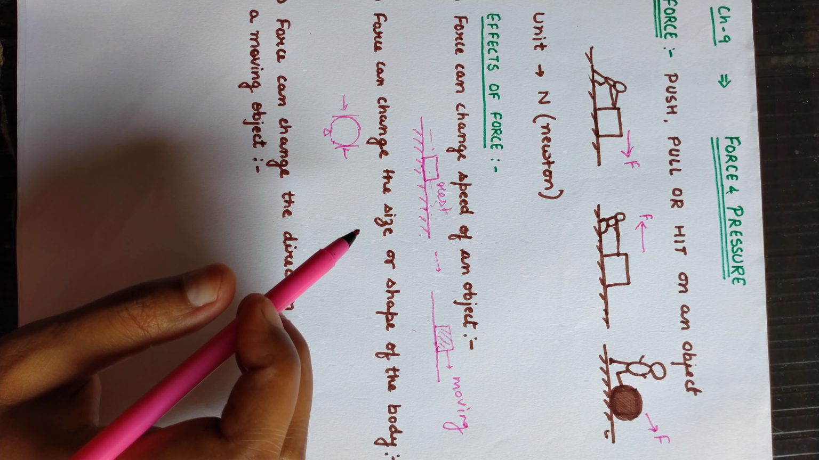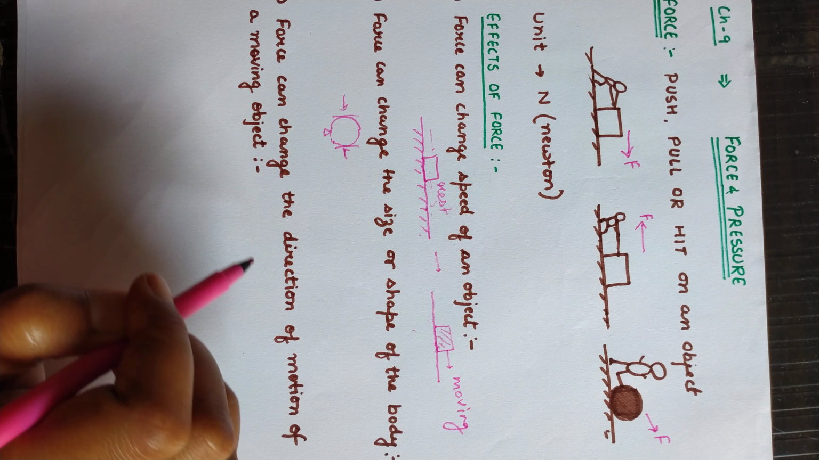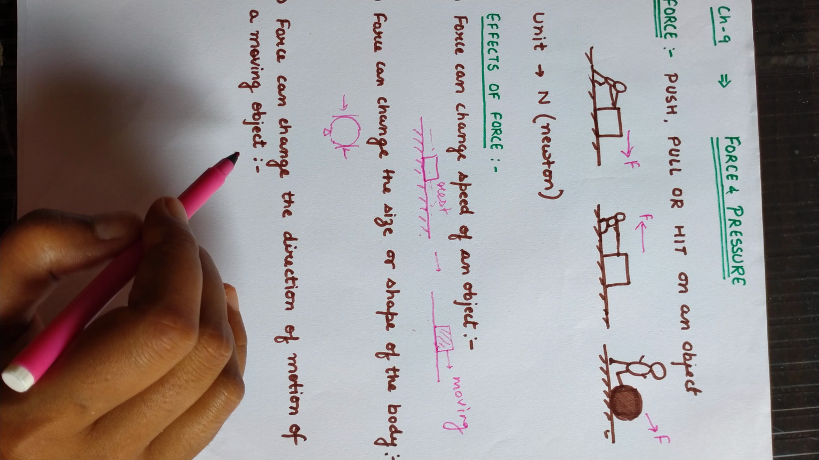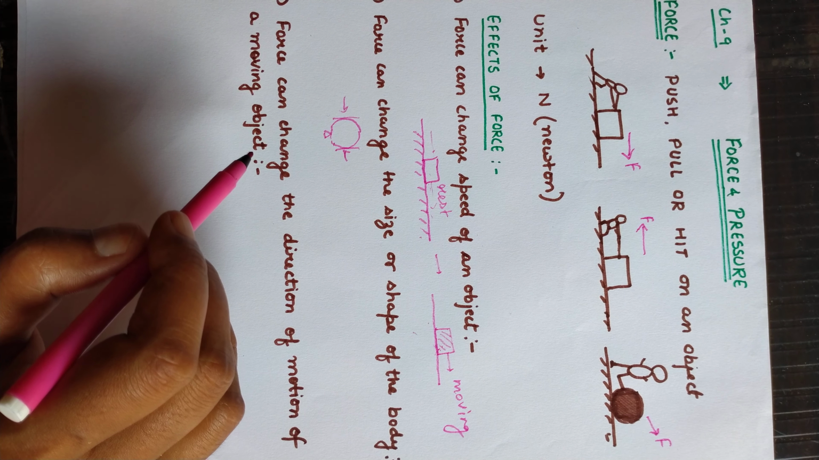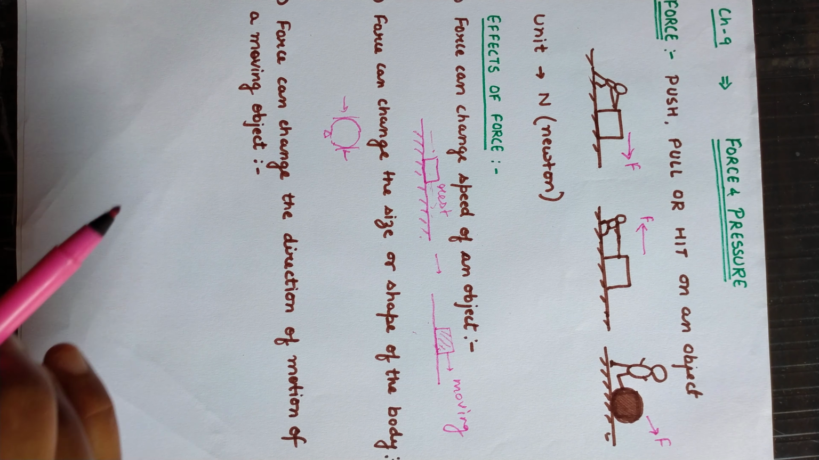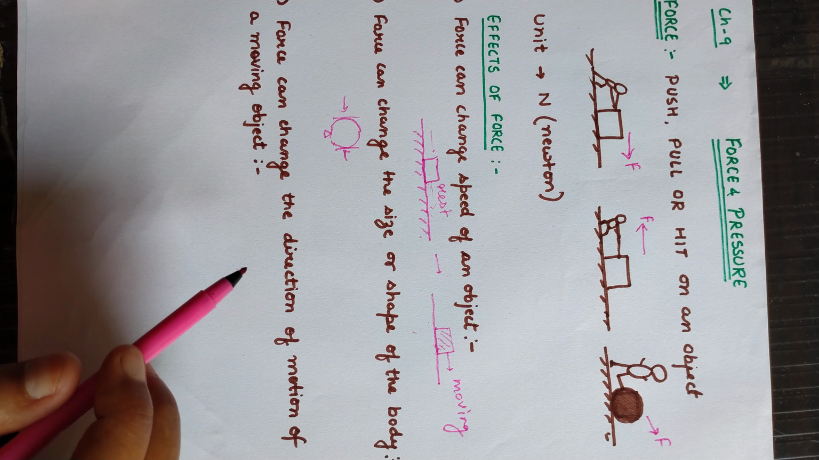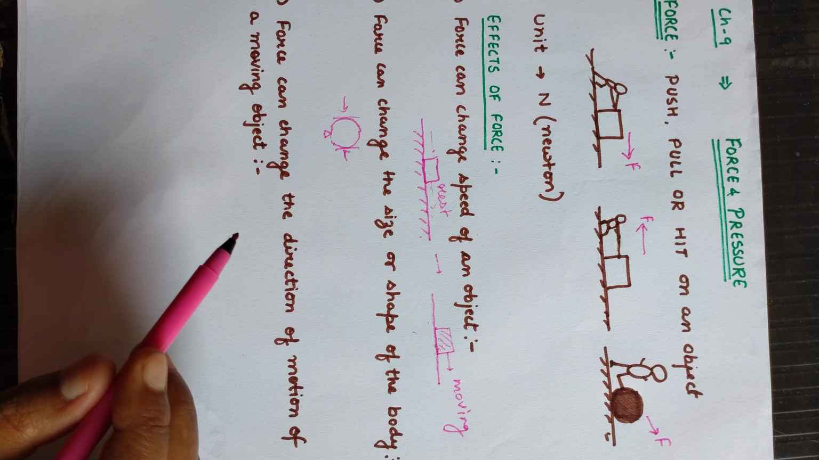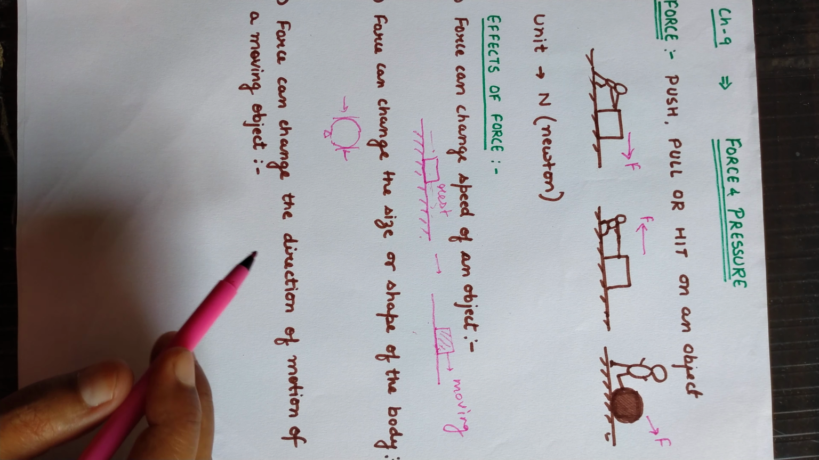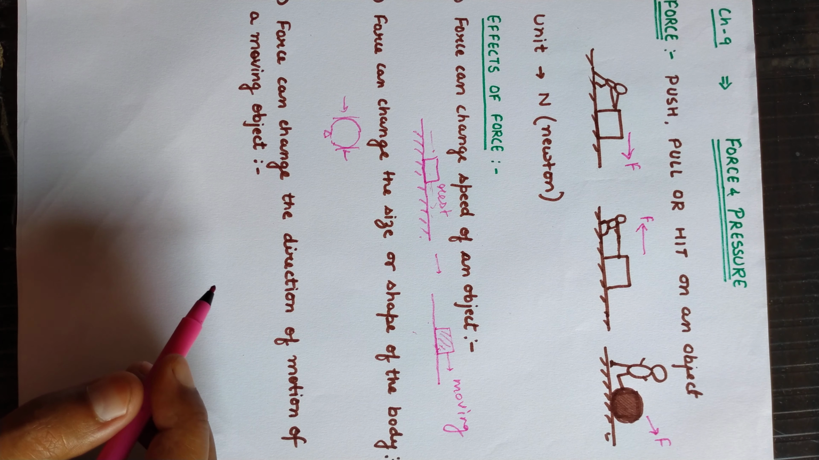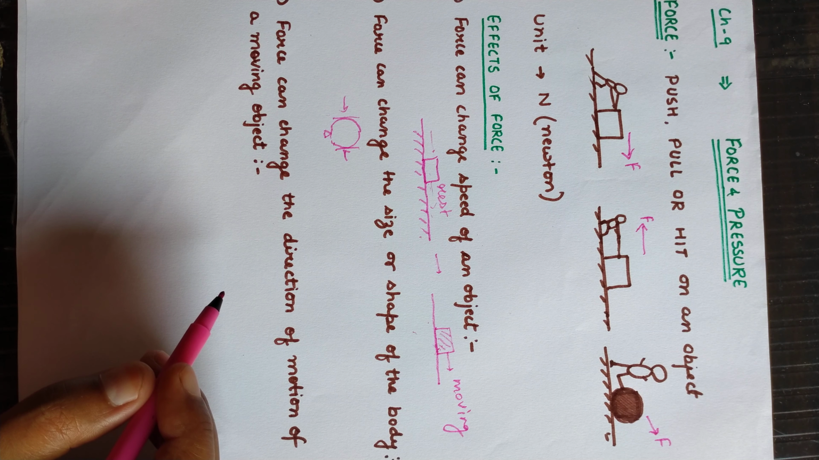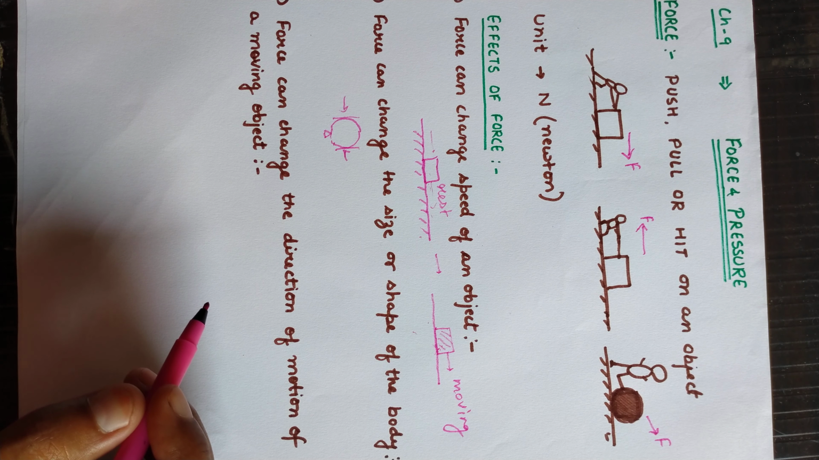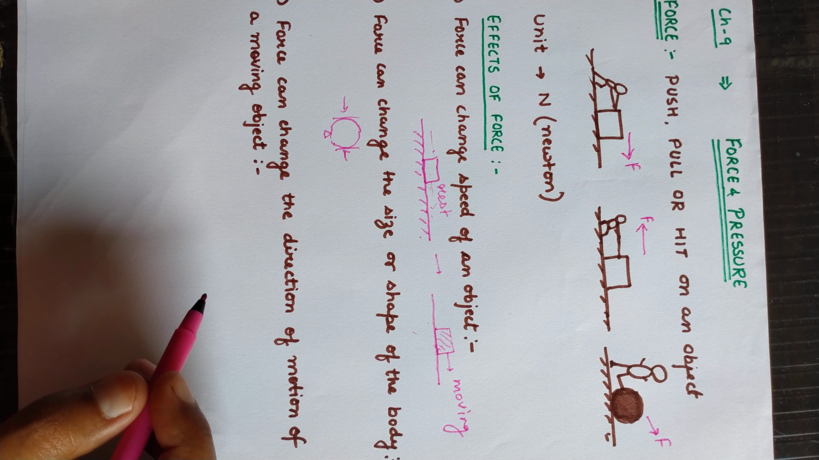Next, force can change the direction of motion of an object. Yes, of course, like a person playing cricket or badminton. If the ball is coming towards us, we apply force, due to which the direction of the ball changes, and the direction of the shuttlecock of badminton also changes. So these are the different types of effects of force.